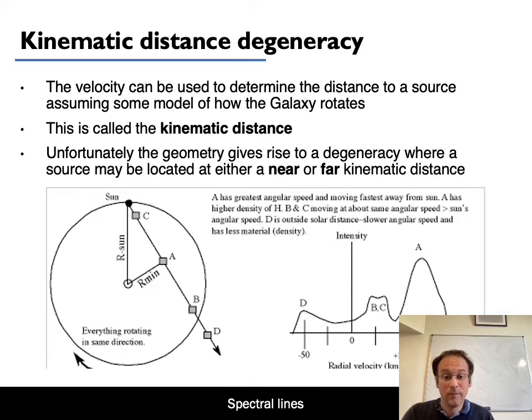Because of this differential rotation, the velocity maps to distance. We can construct a model of what the rotation of the Milky Way should be, and therefore we can map H1 gas that we detect to specific positions in the Milky Way galaxy. So we get a measure of what's called the kinematic distance to the H1 gas. And that's really important because that tells us about the distribution of H1 gas in our Milky Way galaxy.